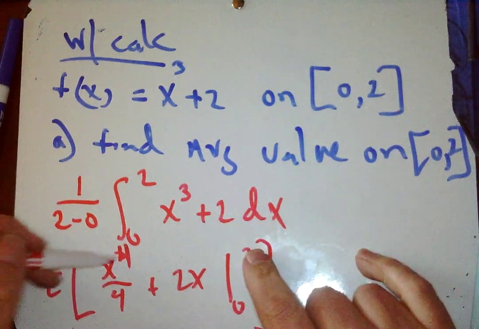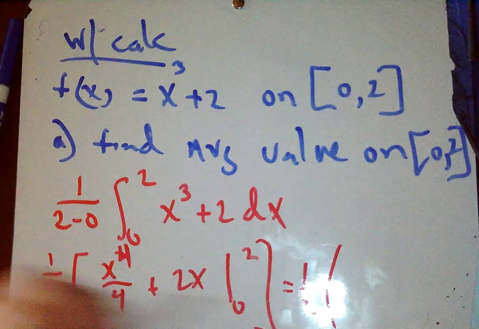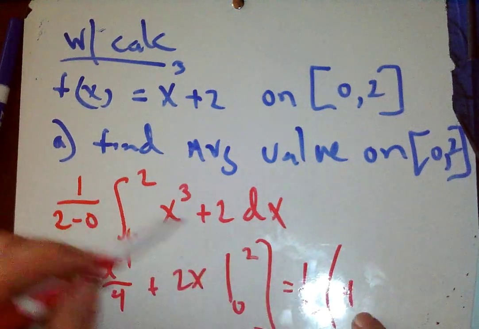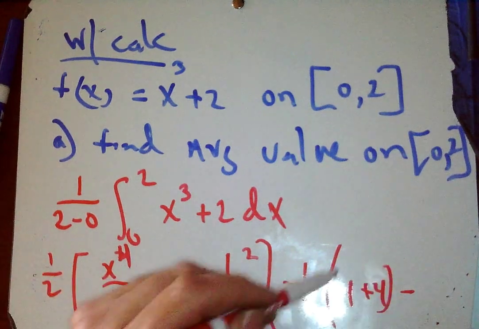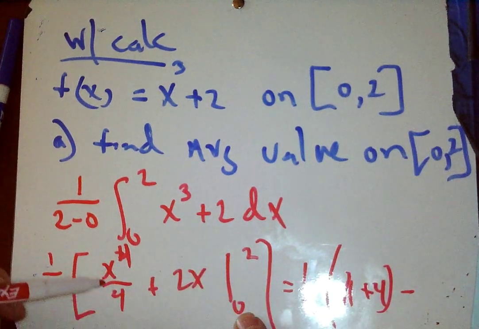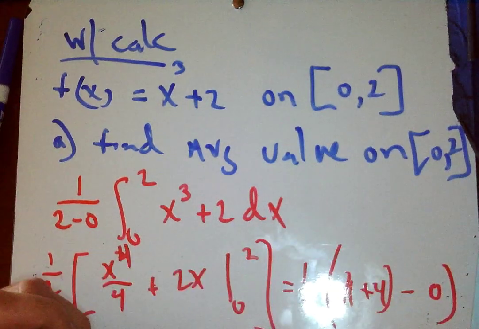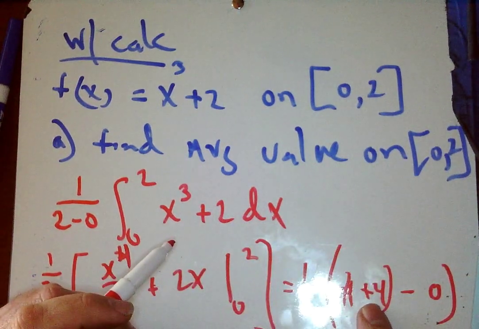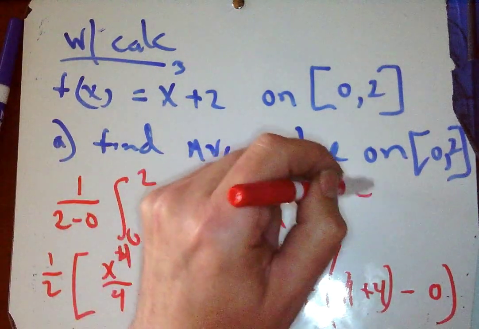So if I plug a 2 in, 2 to the 4th is 16 divided by 4, which is 4. And if I plug in a 2, 2 times 2 is 4. And don't forget, I want to plug in 0. 0 plus 0 is 0. Okay, so what do we get here? 4 plus 4 is 8, times 1/2 is 4. The average value, 4.